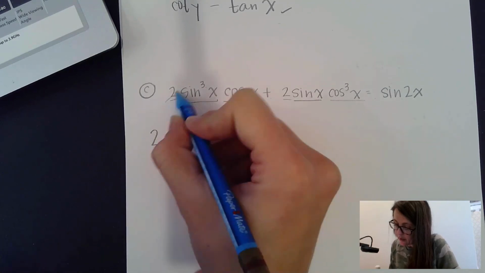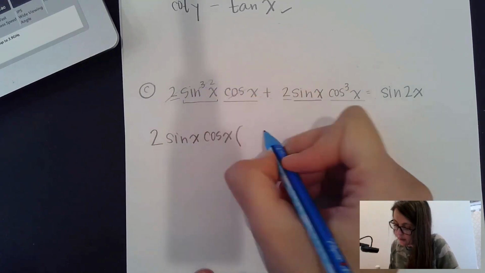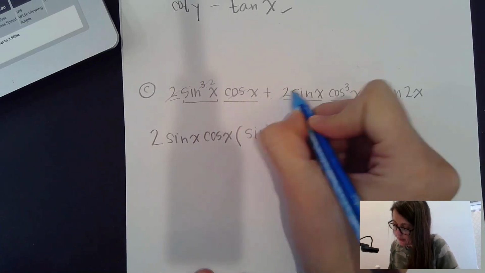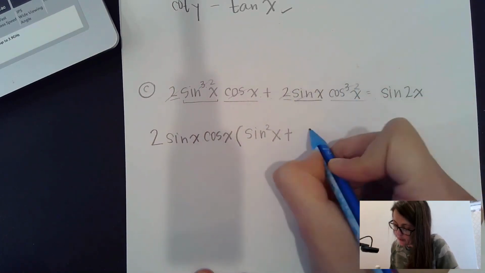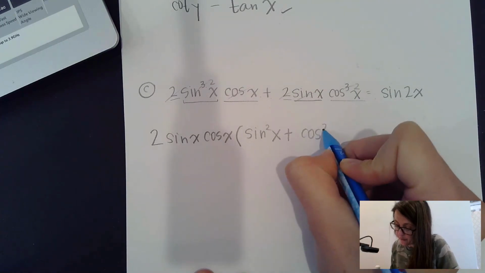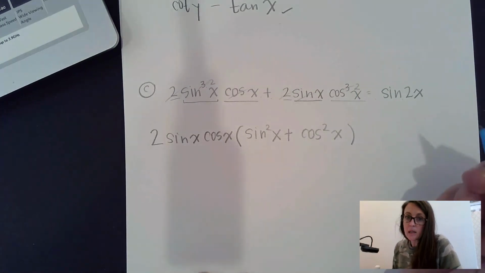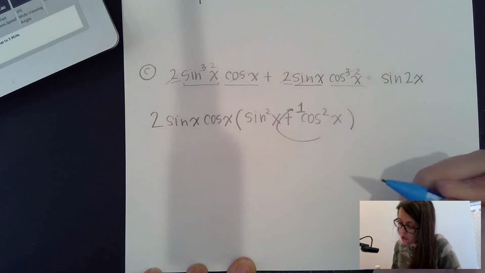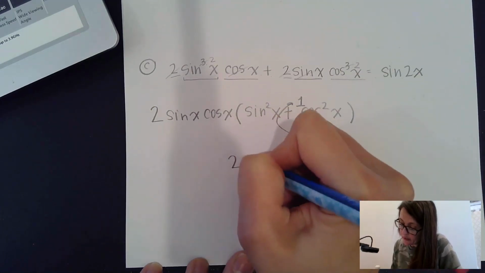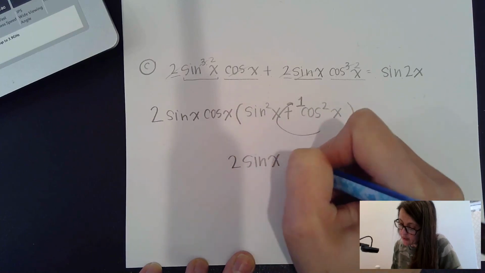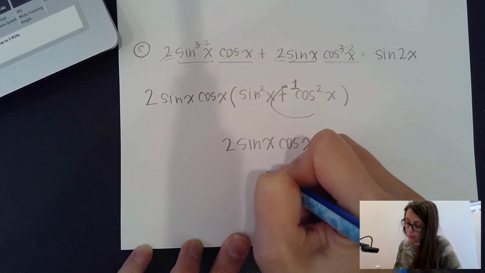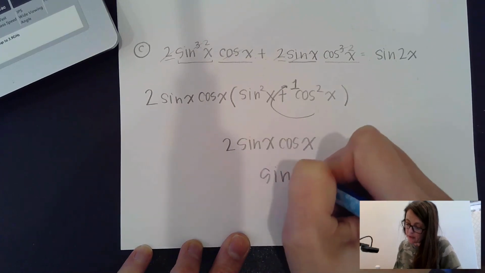If you factor that out, you'll be left with a sine squared. And factor it out, you'll be left with a cosine squared, right? Sine squared plus cosine squared is the Pythagorean identity, which is just 1. And then we'll be left with 2 times sine x times cosine x, and that is your double angle formula for sine. So that will be sine of 2x.